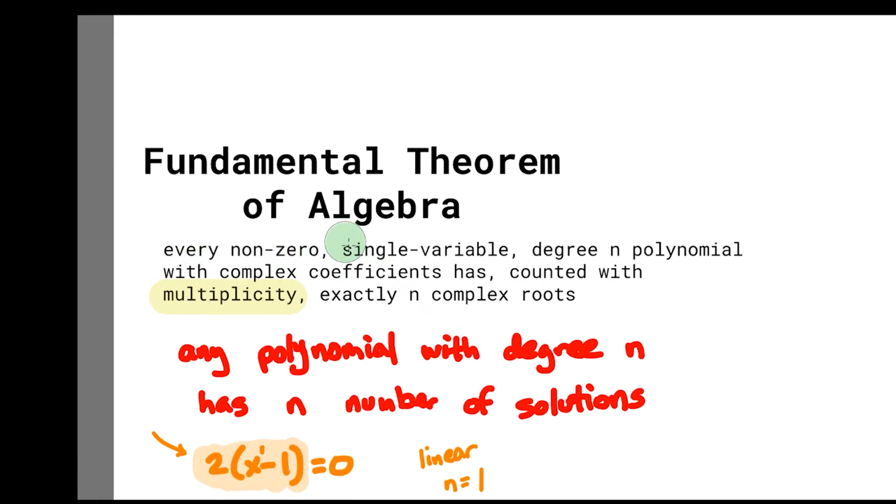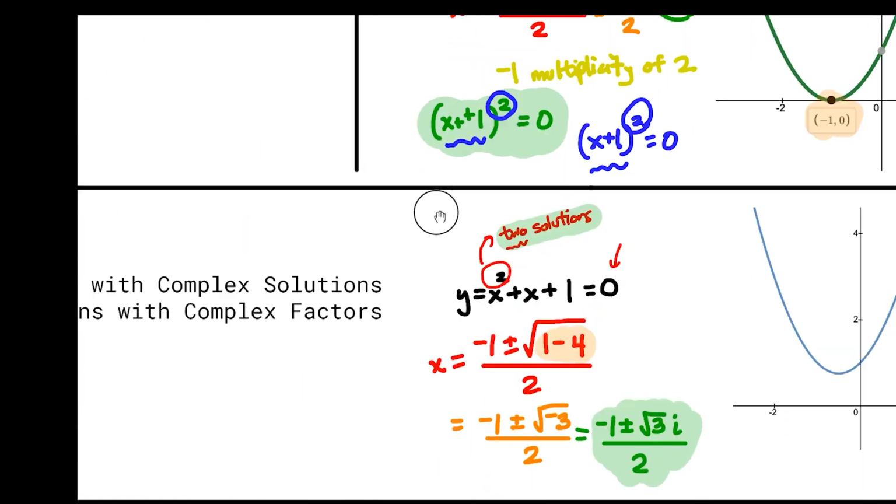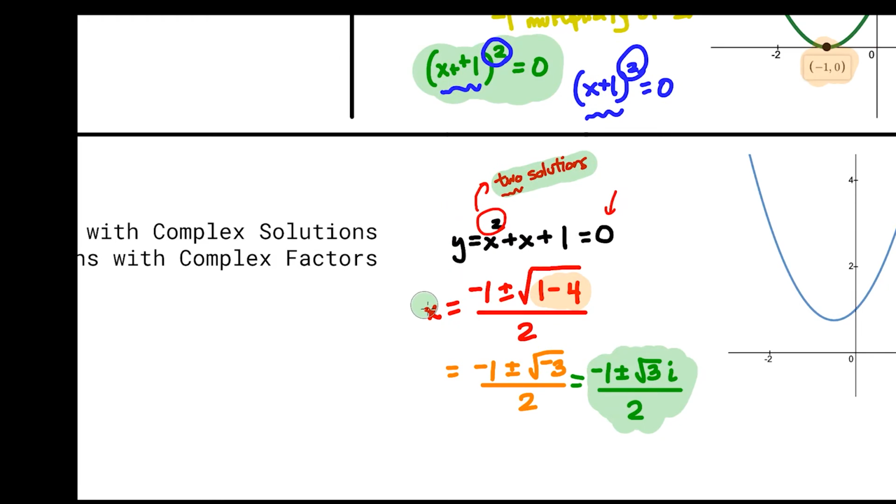If you go back to the definition of the fundamental theorem of algebra, it says right here that every non-zero single variable degree n polynomial with complex coefficients has, counted with multiplicity, exactly n complex roots. I didn't actually say it right here; I said n number of solutions, but it could be a complex solution. That's kind of why I wrote that there. But this is an example where it has two complex solutions.